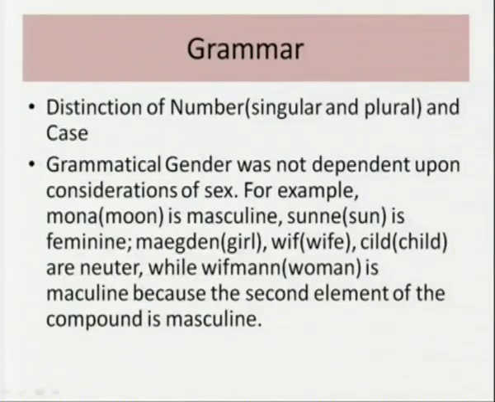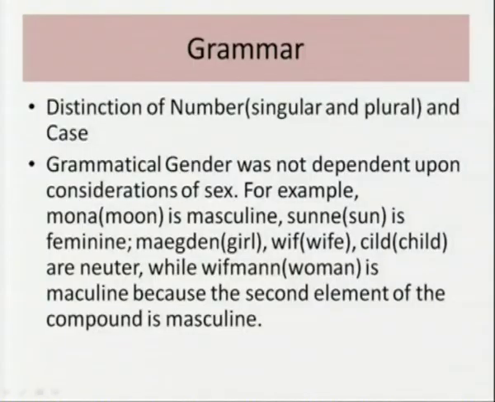Now, there is the distinction of number, singular and plural, and case. The grammatical gender was not dependent upon considerations of sex, very important. For example, Mona, Moon, is masculine. Maiden, that is girl, wif, that is wife, and child, that is child, are neuter. We understand woman in modern English as being of feminine gender, but there was a great difference when you compare Modern English and Old English in terms of grammar and particularly in terms of grammatical gender.